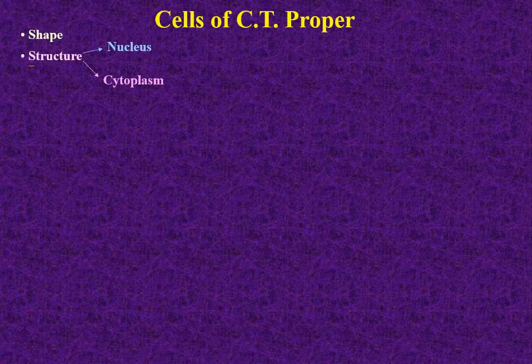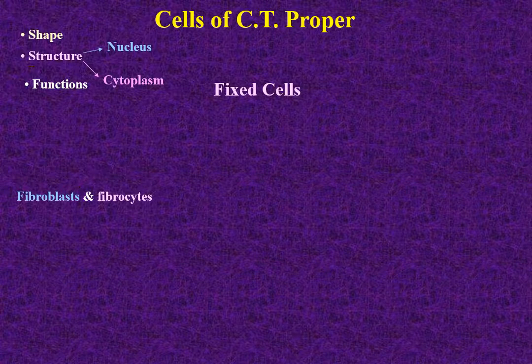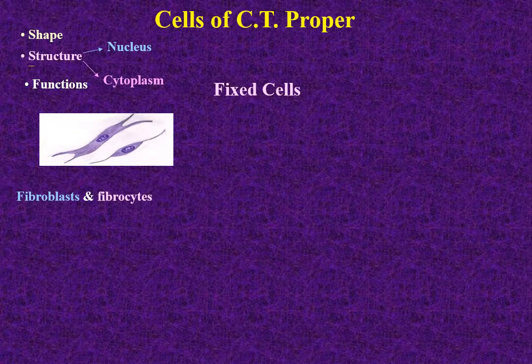Cells of connective tissue proper are of two types, fixed and wandering. We have to discuss the shape of the cell, the structure of the nucleus and cytoplasm, and the possible functions. Fixed cells are stable, long-lived cells present in most types of connective tissue, and most of them are branched. Fibroblasts and fibrocytes. Fibroblasts are the most common type, found in nearly all types of connective tissue proper.